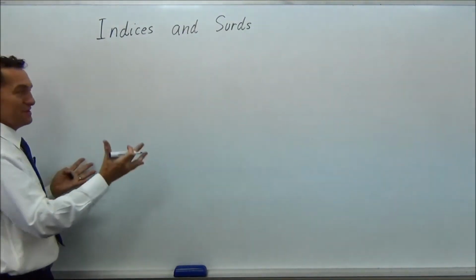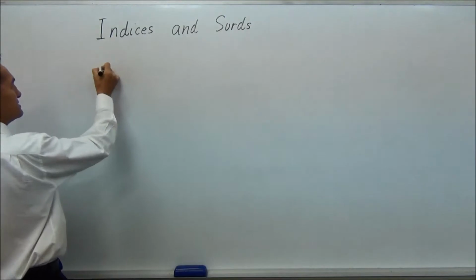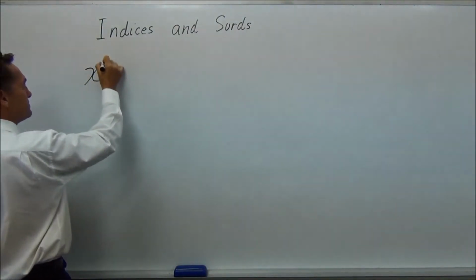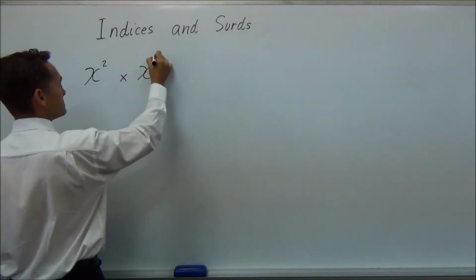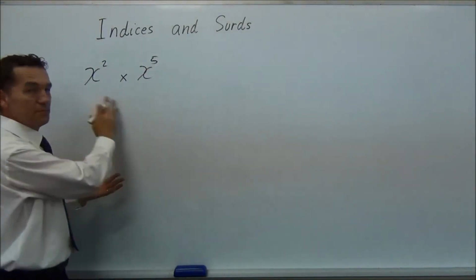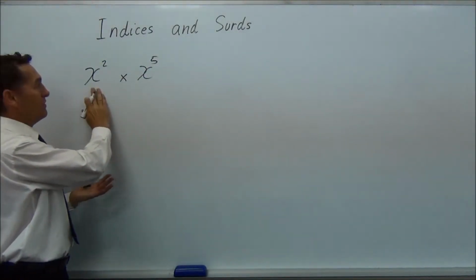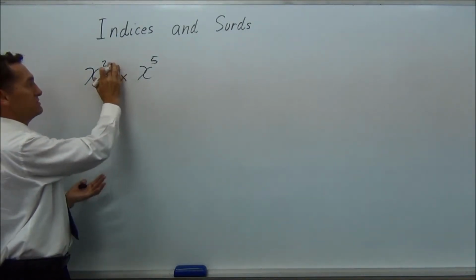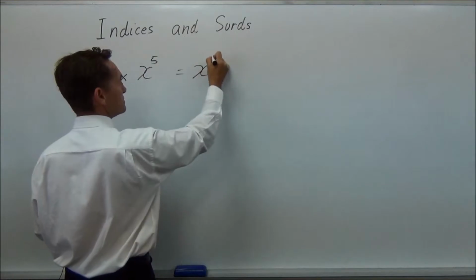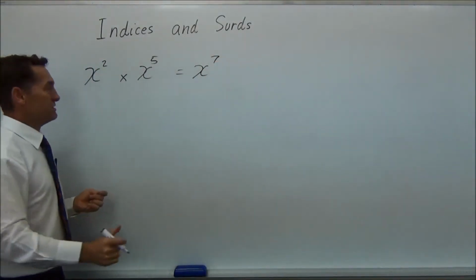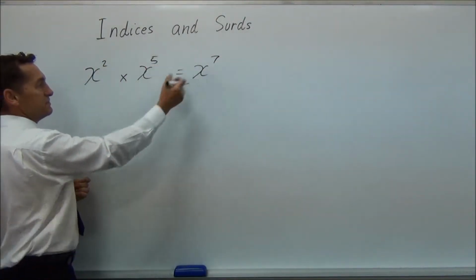Okay, so indices. Your basic rule for indices. So let's start with x squared multiplied by x to the 5. If you multiply two things with indices, you add the indices. So that will equal x to the 7. Pretty basic. So you've got that 2 plus 5, 7.